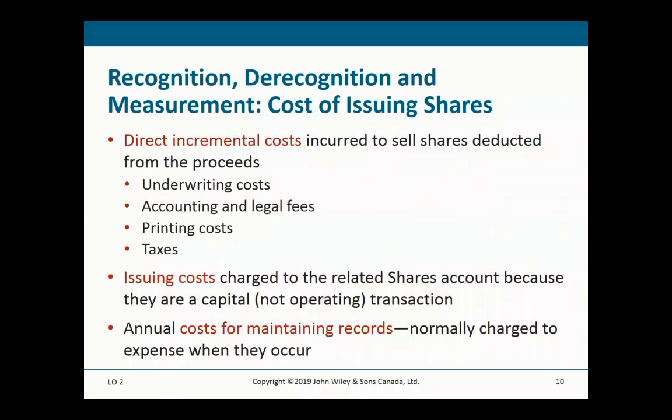Just like with debt issuance costs, our direct incremental share issuance costs are deducted from the proceeds directly from the common share or preferred share account. Annual costs for maintaining records, having a third party help us with dividend distributions, etc., would normally be charged to expense when they occur.